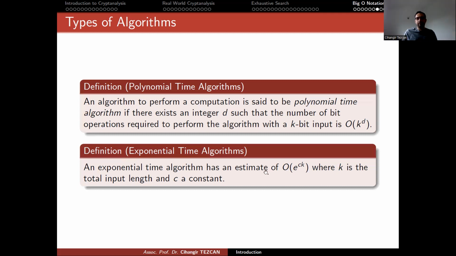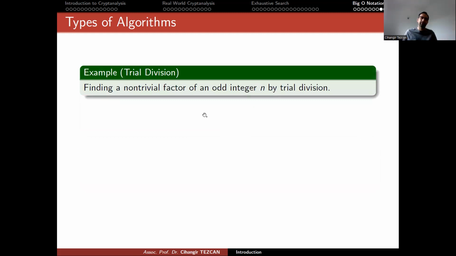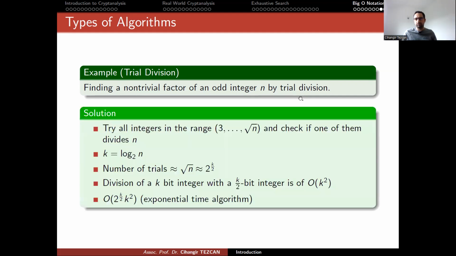Another question is: polynomial time algorithms run fast, exponential time algorithms run really slow. Can there be anything in between? The answer is yes, and it is actually used in RSA when we perform factorization. So let's first look at trial division, the easiest method to factor. The problem is finding a non-trivial factor of an odd integer n by trial division.